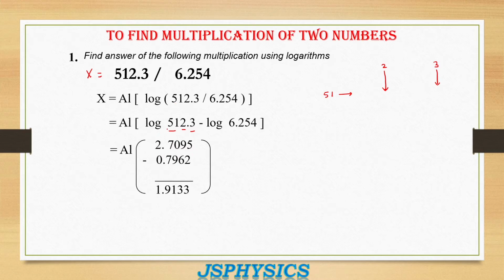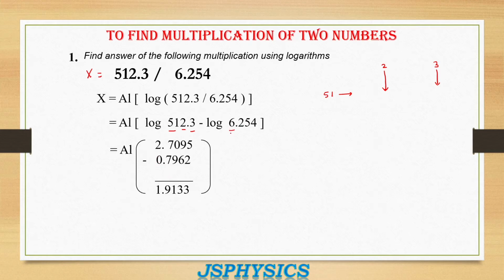We know the characteristic is 2, so the log of 512.3 will become 2.7095. The second number is 6.254. The number of digits before the decimal point is 1, so 1 minus 1 will be 0. So the characteristic will be 0.